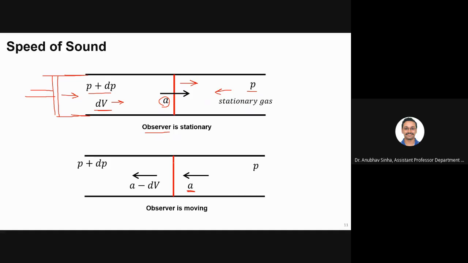I am moving with the wave, so now the stationary gas is coming towards me, and the velocity of the gas is a minus dV. Earlier it was dV. Now since the observer is moving, I will add a and subtract dV. Is it fine? Okay. So now let us derive some equations.